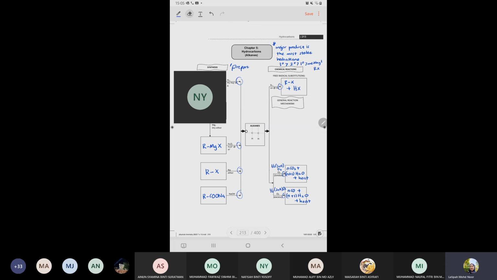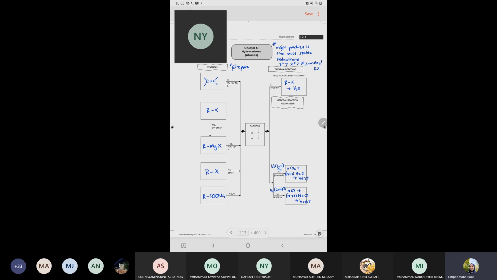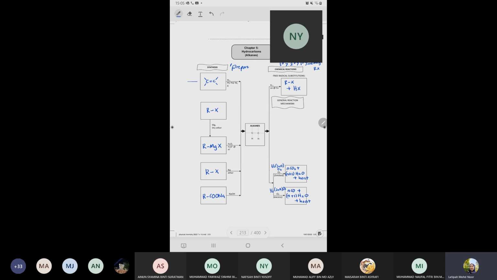So I will erase first. Alright. There are four methods to synthesize alkenes. The first method is called hydrogenation. You can add this to your mind map. We use another pen. Hydrogenation reaction. The hydrogenation reaction uses H2, hydrogen gas, in the presence of platinum, palladium or nickel. If there is a slash, it means or.